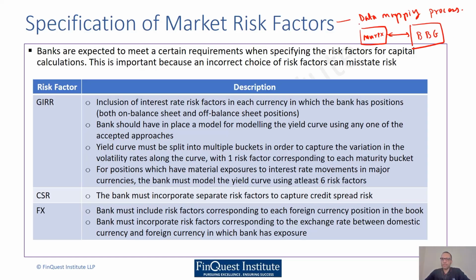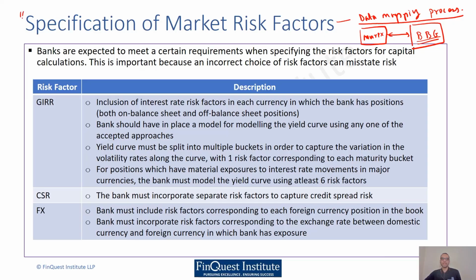So when we say a data mapping process, the bank will need to ensure that all of the data points are mapped appropriately inside Murex. Depending on the kind of positions which the bank is holding on its books, it will need to ensure that those inputs flow in from Bloomberg, because Bloomberg is the primary data provider in this case. Whatever data is coming in from Bloomberg needs to be fetched and mapped at appropriate data points within the Murex system. So that's why specification of market risk factors is important.